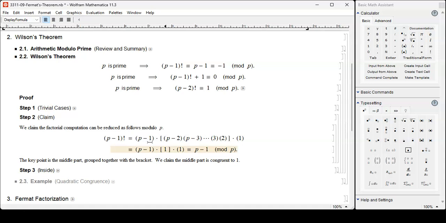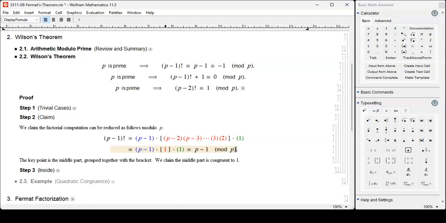Let's see. p minus 1 does not go anywhere. It stays as p minus 1, or I could have rewritten it as negative 1. That's fine too. And 1 doesn't go anywhere either. So 1 is 1. Okay. The key point is the middle part, which I'm highlighting in red. We have a bunch of 1s only.